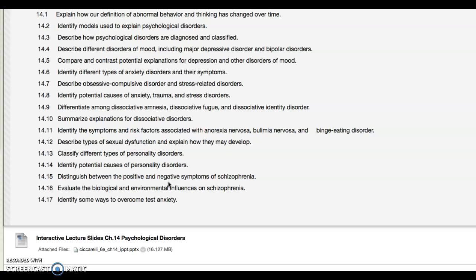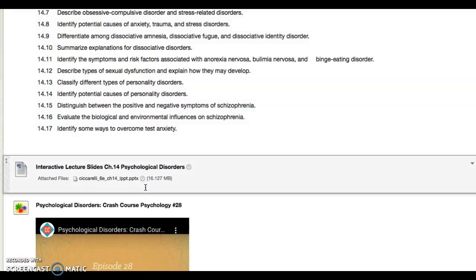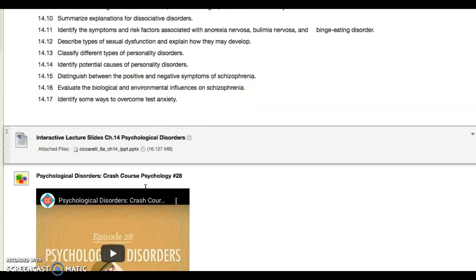And we're going to evaluate the biological and environmental influences on schizophrenia because we've seen a good deal of influence from both these areas. And then lastly, they're going to round off the chapter with some ways to overcome test anxiety, which is a very common type of anxiety that I think everybody might feel at some point in time. So that is pretty much your chapter in summary.